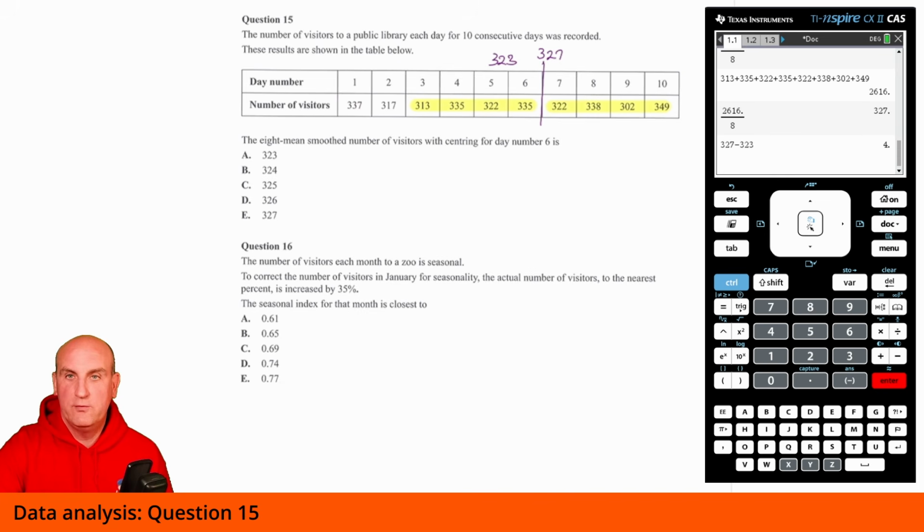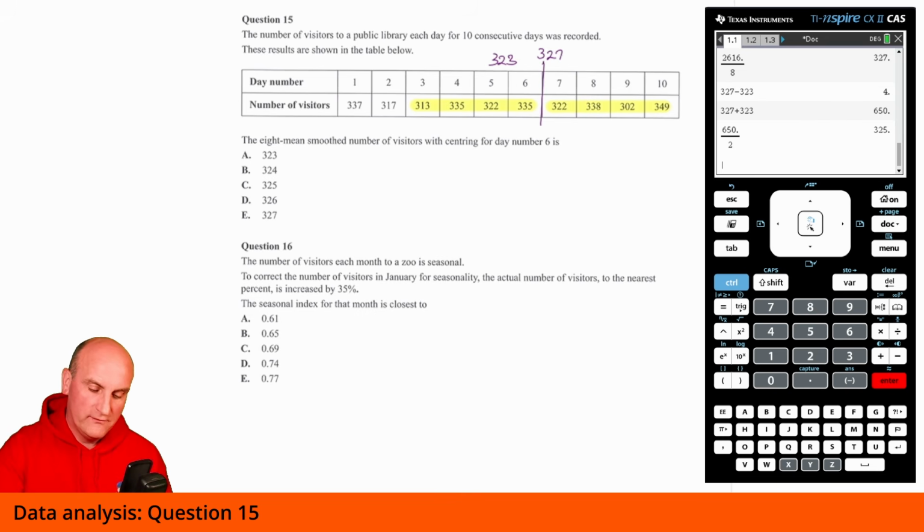I'll try that one again. I'm trying to add them together. What am I doing? 327 plus 323, divide that by 2 because I want the average of those. That gives me 325. And so I'm going to say C there is the answer that I suggest was correct.